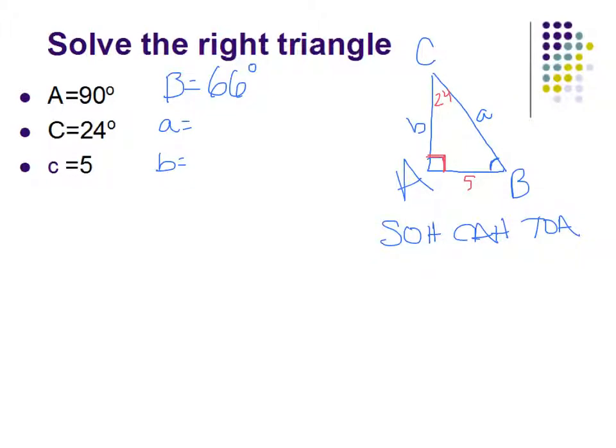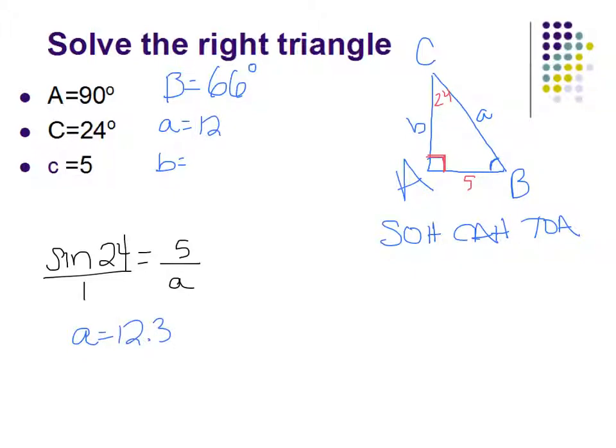Okay, so let's set this up. So the sine of our angle is equal to opposite, which I know, over hypotenuse, which is what I'm looking for. Put it over 1, cross multiply the two numbers that you can, so it's 5 times 1 divided by sine of 24 gets me 12.3. Oh, I was going to go 2 decimal places and then I didn't end up doing that, did I? Okay, so 12.29 is actually what that ends up being.